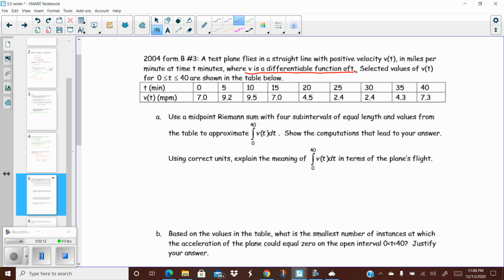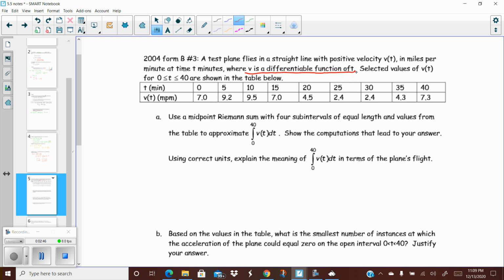So the first part: use a midpoint Riemann sum, so we're doing rectangles, with 4 subintervals of equal length and values from the table to approximate the integral from 0 to 40. Show the computations that lead to your answer. That's important because you can't just plug it all into a calculator and write the answer down. Using the correct units, explain the meaning of that integral in terms of the plane's flight. So they also want an explanation of the meaning in context with the problem.